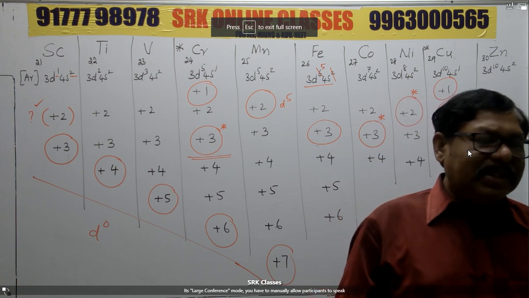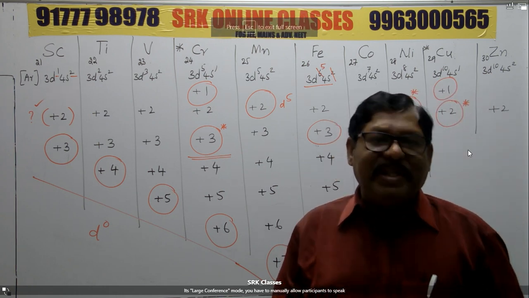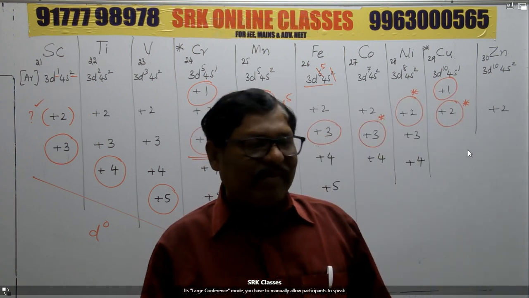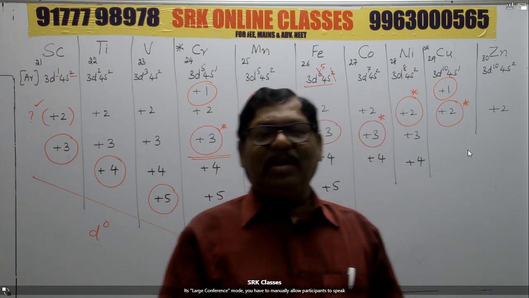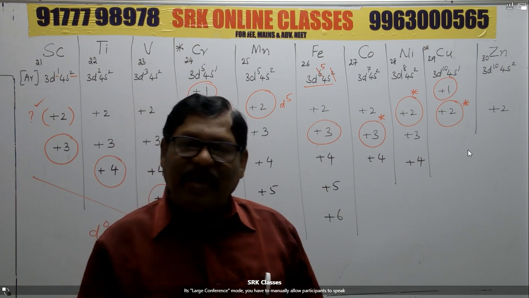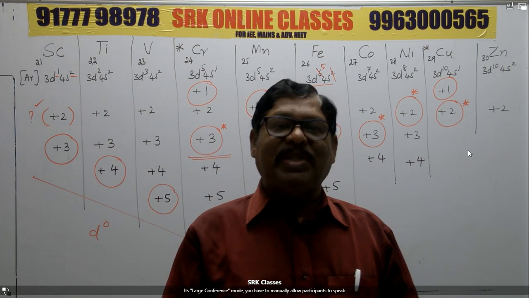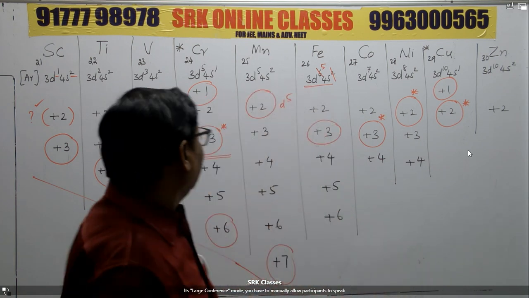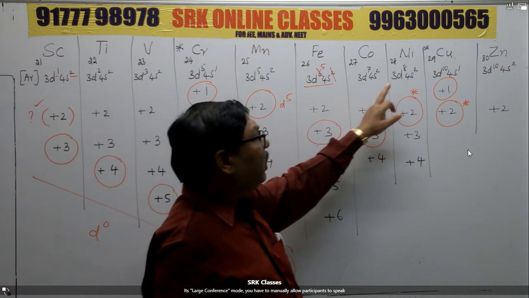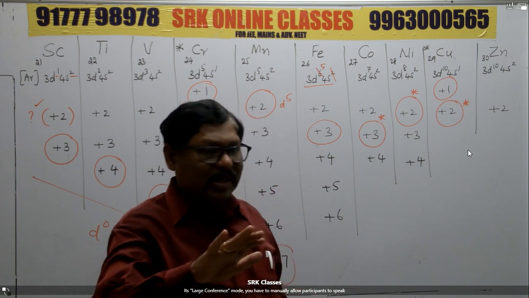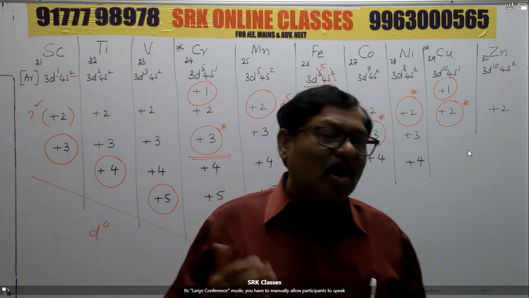Right. The stable oxidation states possess either d0 or d5 or d10 configurations, except a few elements I have given. Half-filled, vacant orbitals, and completely filled orbitals are relatively more stable. Now, we'll discuss the abnormal oxidation states of cobalt, nickel, and copper. Before that, let us summarize all the important points.